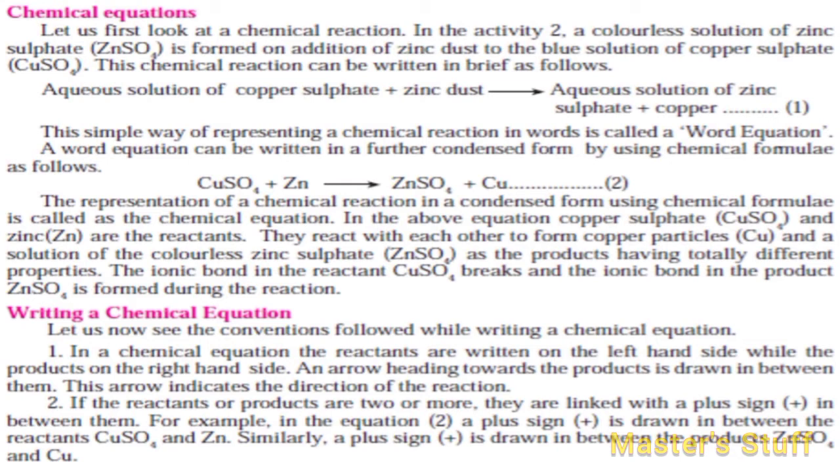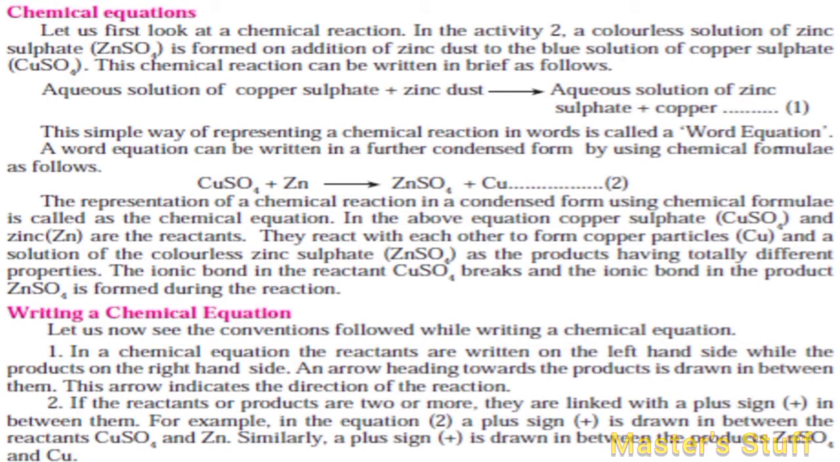A colorless solution of zinc sulfate, ZnSO4, is formed on addition of zinc dust to blue solution of copper sulfate, CuSO4. The simplest way of representing a chemical reaction in words is called a word equation. This reaction can be written as: aqueous solution of copper sulfate plus zinc dust gives aqueous solution of zinc sulfate plus copper.